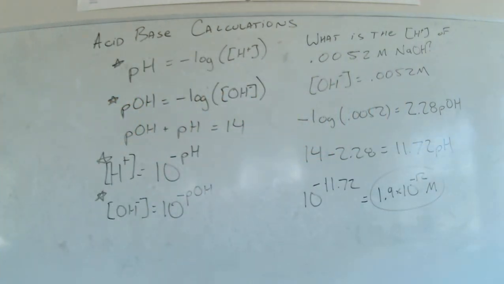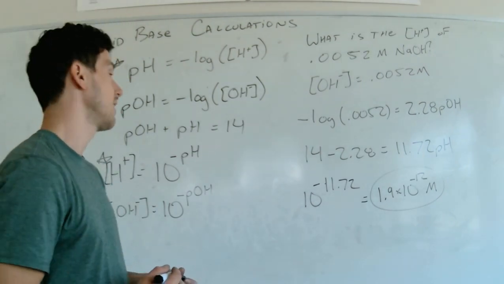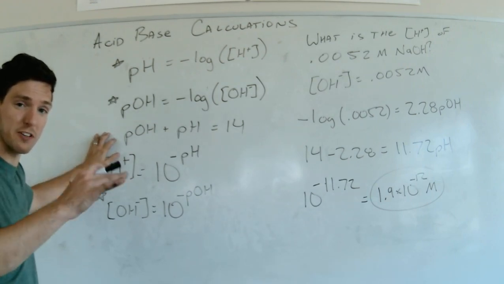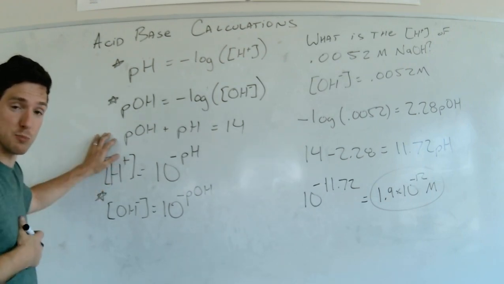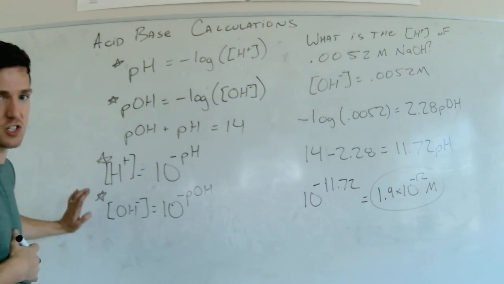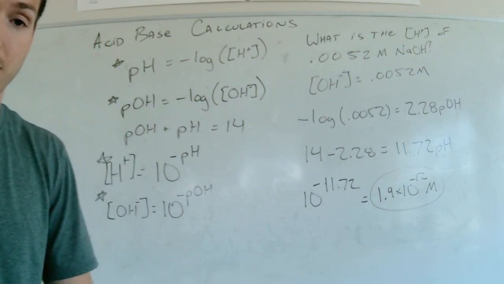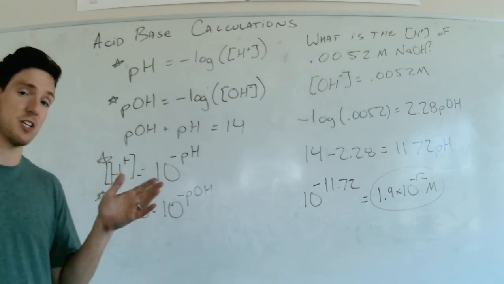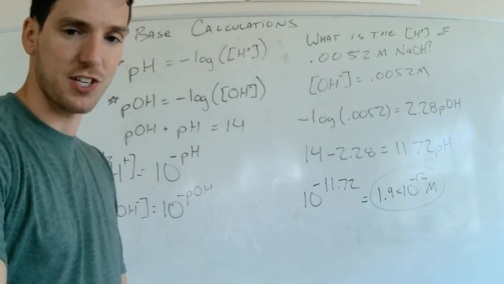So that is our acid-base calculations, okay? You should be able to get pH, pOH, should be able to transfer between pOH and pH by subtracting from 14, get concentration of acid and concentration of base. Try out the practice, check your answers, let me know if you have any questions, and have yourselves a great day.